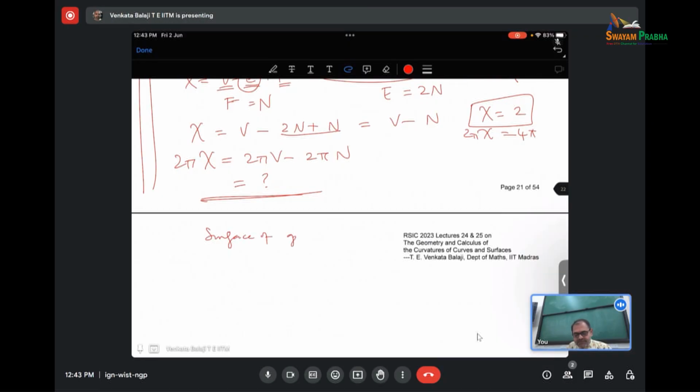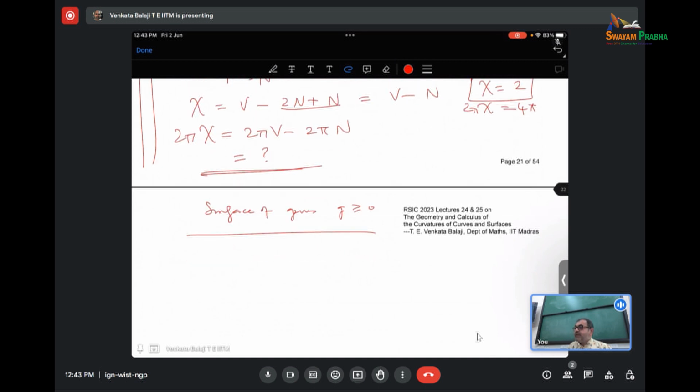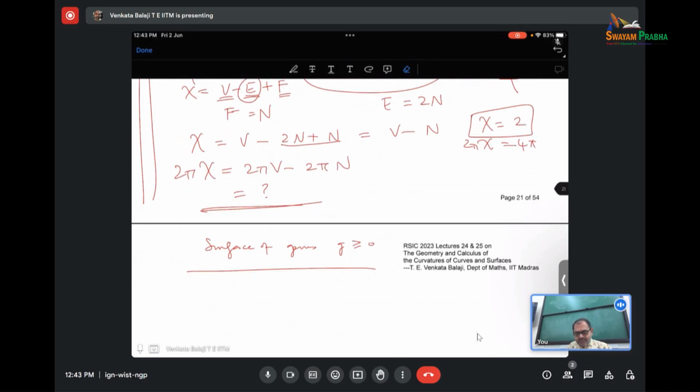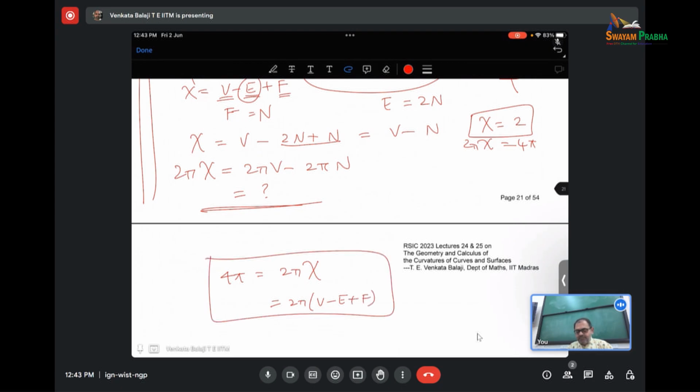But I want to say the following thing. You take a surface. Let me say what we have got. You take a surface of genus g greater than or equal to 0. So here is the statement. If you calculate, in this case, let me write this down. I am getting 4π equal to 2π times χ, that is 2π times (v minus e plus f). Basically χ is 2. This is for the sphere.